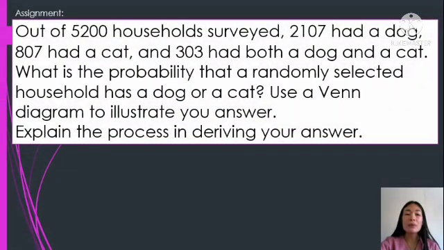An assignment. So out of 5,000 households surveyed, 2,107 had a dog, 807 had a cat, and 303 had both dog and a cat. What is the probability that a randomly selected household has a dog or a cat? Use a Venn diagram to illustrate your answer. Explain the process in deriving your answer.